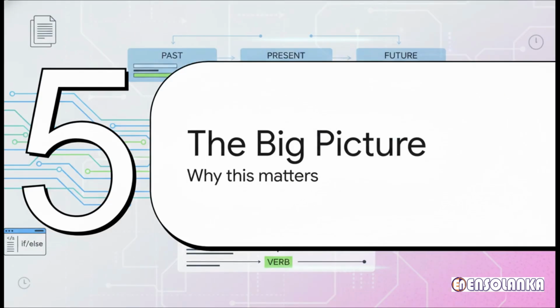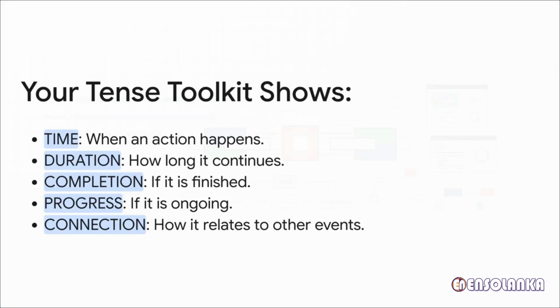Okay, let's pull back and look at the big picture. We've been in the weeds with the details, but why does this really, truly matter for your daily work and for your career in tech down the line? Because at the end of the day, this verb tense toolkit gives you total control over these 5 things. You can show exactly when an action happens, how long it goes on, whether it's finished, if it's still in progress, and how it connects to other events. This right here, this is the foundation of clear, powerful communication in tech.